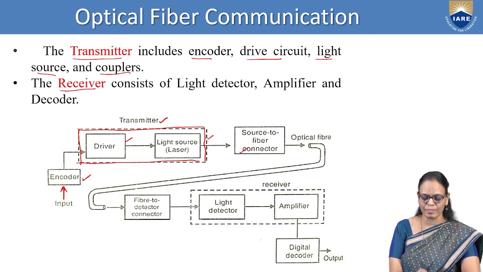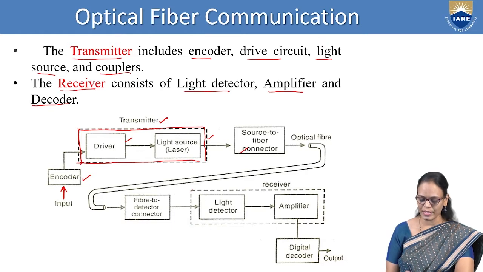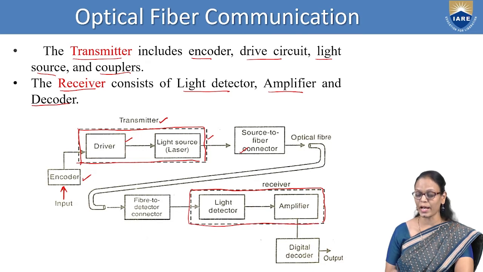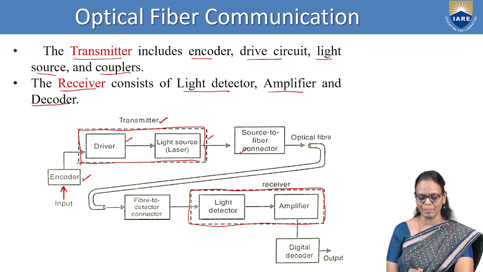Then the receiver. The receiver consists of light detector, amplifier and decoder. In a receiver, this is the receiver block. We call this the block diagram for optical fiber communication. So the first part is the transmitter.